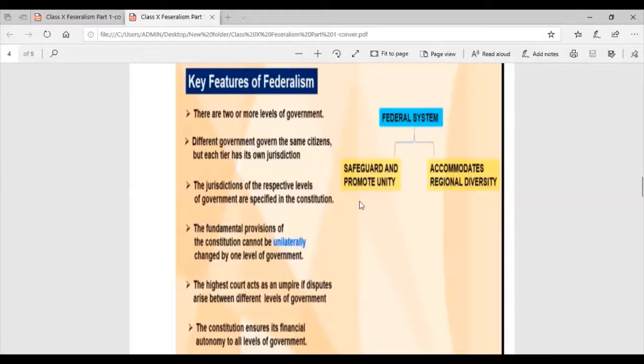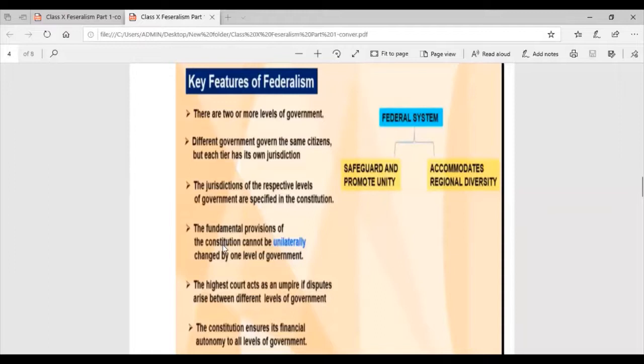Now the third point is explaining that the jurisdiction of the respective levels of government is specified in the Constitution. The point is explaining that the existence and authority of each tier of government should be constitutionally guaranteed, or constitutional validity should be there. It means there should be a constitutional validity for the existence of both the governments.